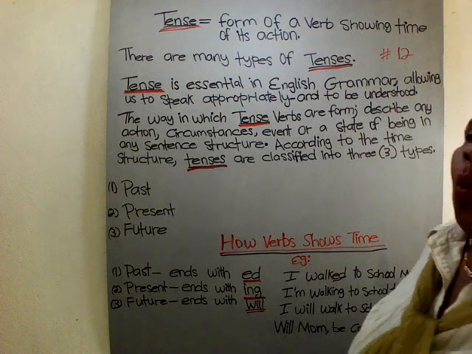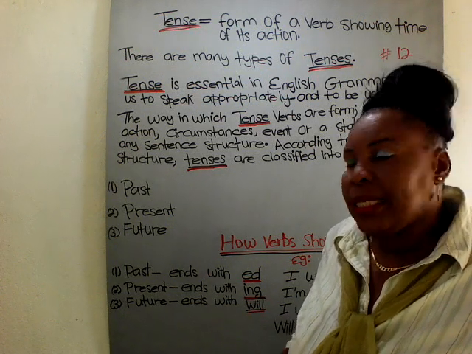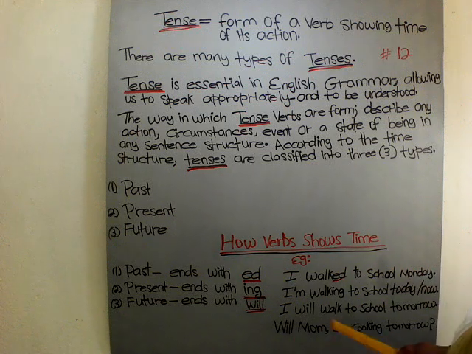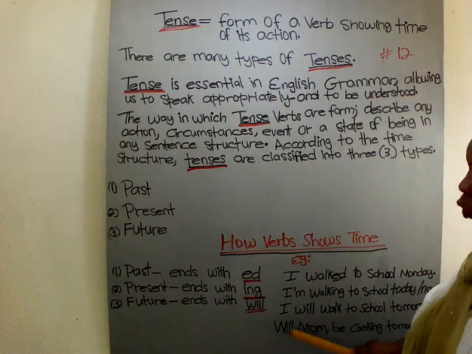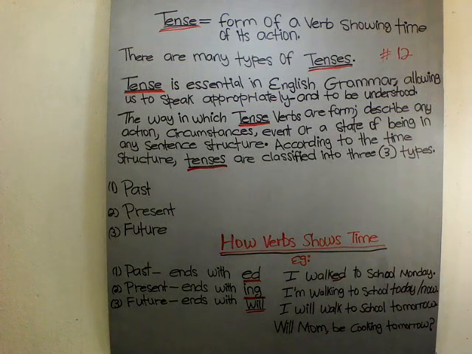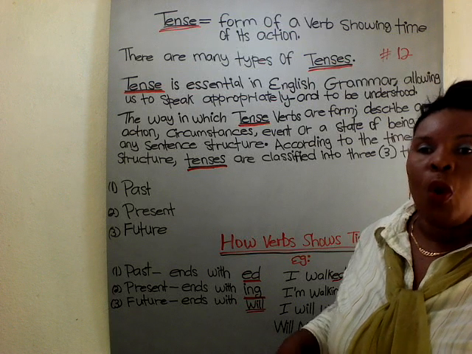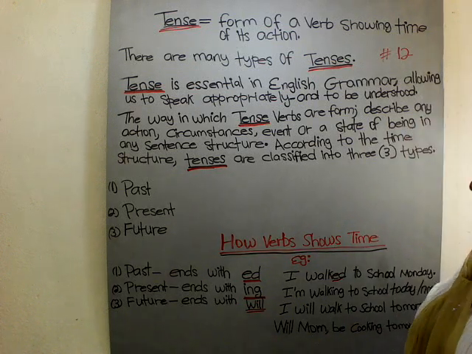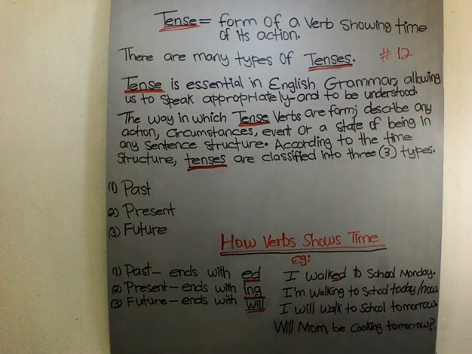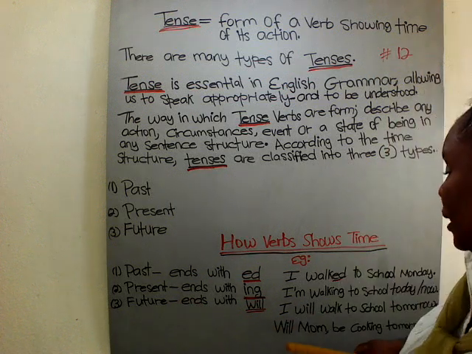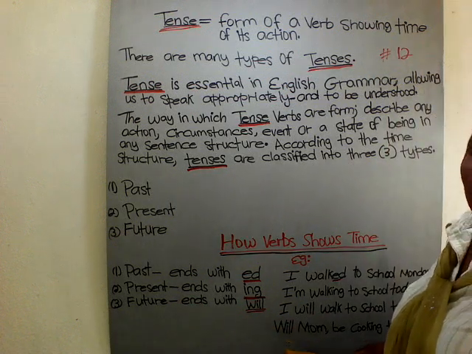But what about in the form of a question? You will turn it around and say, will mom be cooking tomorrow? So if you're asking in a sentence, you will ask, will mom be cooking tomorrow? Or will dad be driving me to school tomorrow? So you will still use the verb will here.